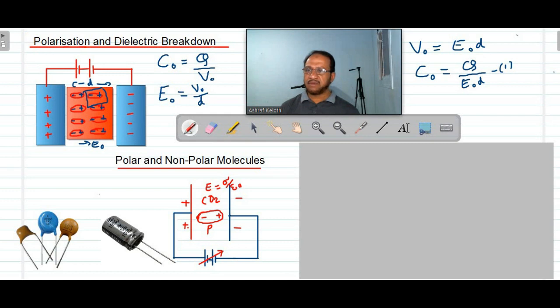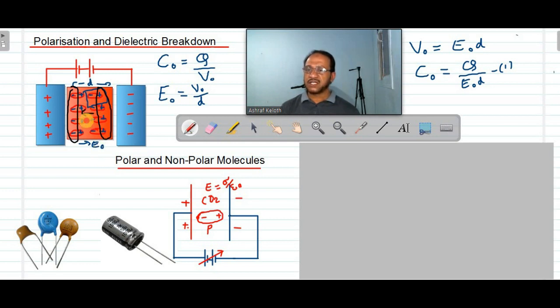At the two extreme ends of the dielectric, you can see negative and positive charges remain. At this end there is a net negative charge remaining which is not cancelled, and at this end a net positive charge is remaining which is not cancelled. Due to these positive and negative charges at the two extreme ends of the dielectric slab, a new electric field is created. That electric field is called the induced electric field. What is its direction? The direction is from positive to negative, this way.